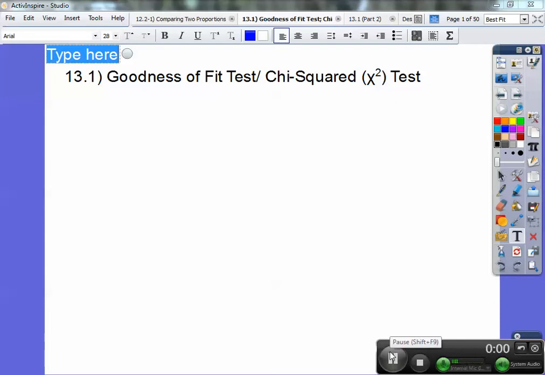Hey everybody, this is Mr. Malm, and this lesson is on the goodness of fit test, or the chi-squared test, and that's kind of a bigger X. It's the Greek symbol chi. All right, so here we go.